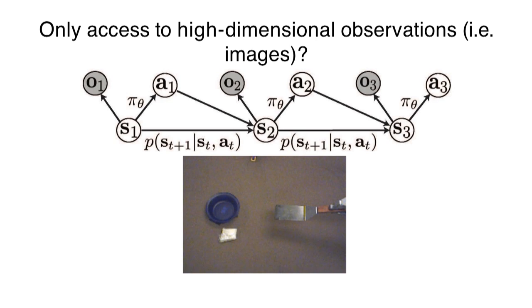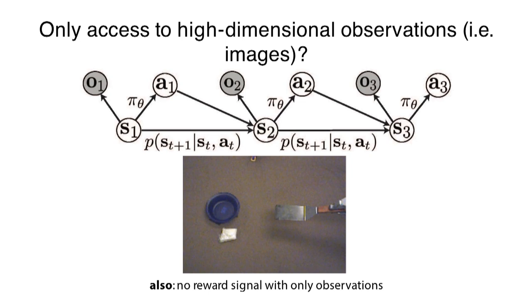As an example, what if you want your robot to be able to use a spatula to pick up an object and put it into the bowl? If you only have the images, you don't know where that object is, so you can't track it. Also, you don't have a clear reward function when you only have observations. You can't directly observe when you've succeeded at the task and how well you're doing at the task. So this is another big challenge.